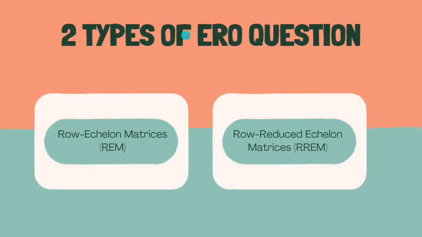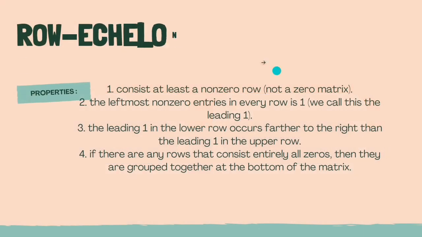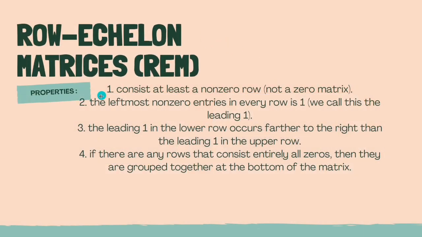Okay, now let's dive into the types of ERO forms. You have two types, which are row echelon matrices, REM, and row reduced echelon matrices, RREM. There are 4 properties that we need to follow to solve the question for REM. First, it consists of at least one non-zero row, so it is not a zero matrix. The second is that the leftmost non-zero entry in every row is 1. We call this the leading one.